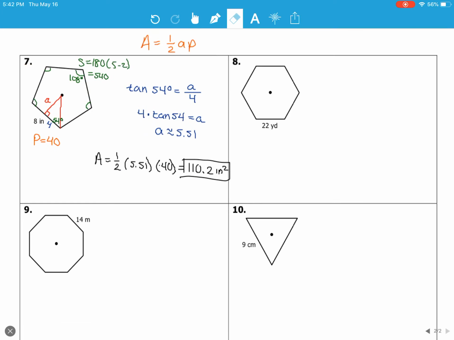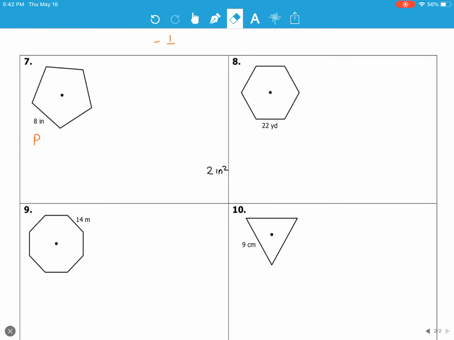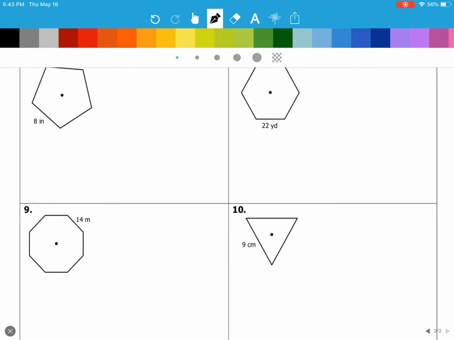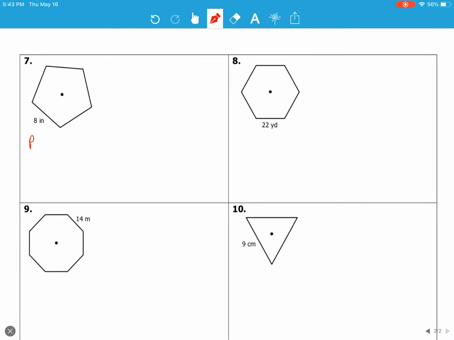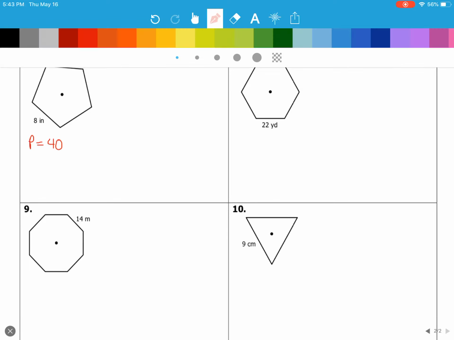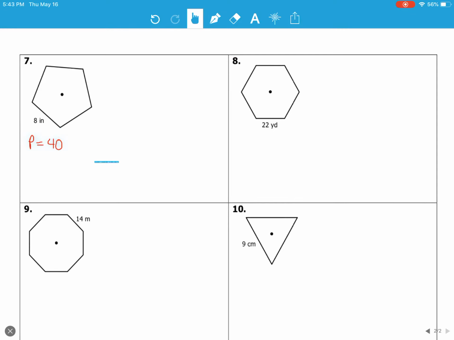So if you, oops, a little preview. If you are looking at number 7, what we need to do is find the area of this regular polygon again. However, this time we can easily find our perimeter. They tell us that one side in this pentagon is 8, so 8 times 5 is going to be 40. The problem here is that we actually need to know our apothem. That's the missing piece. So let's go through and actually find that.